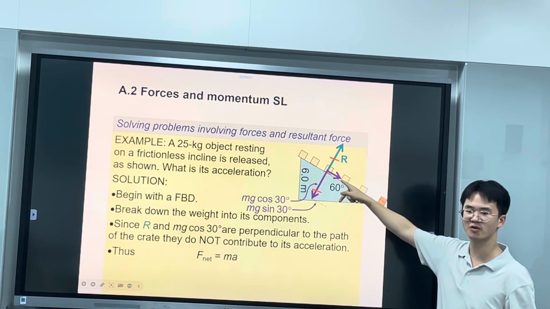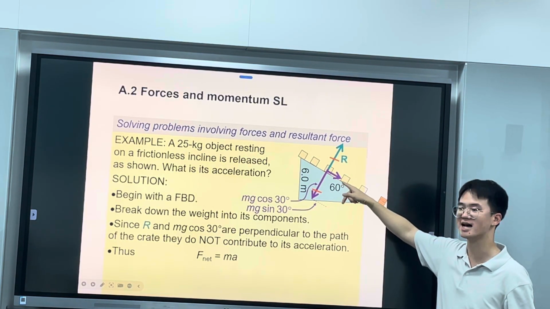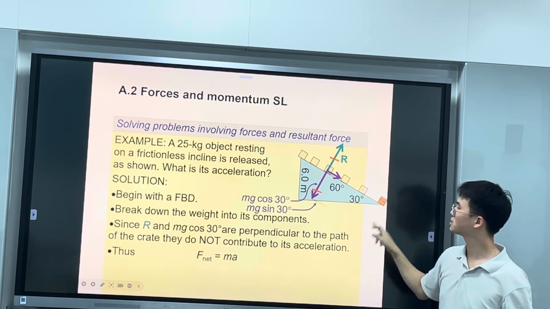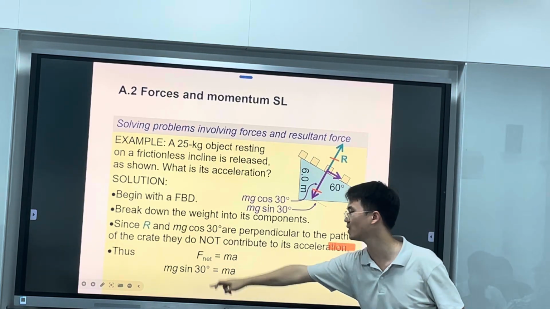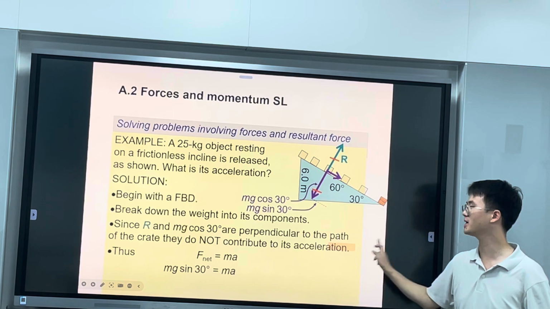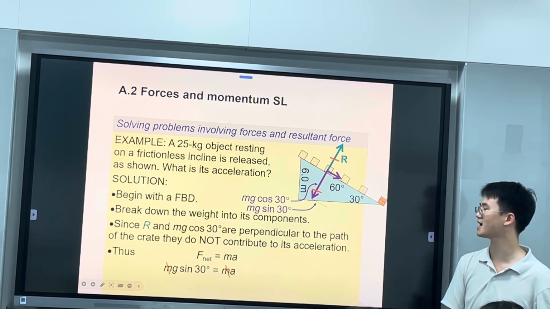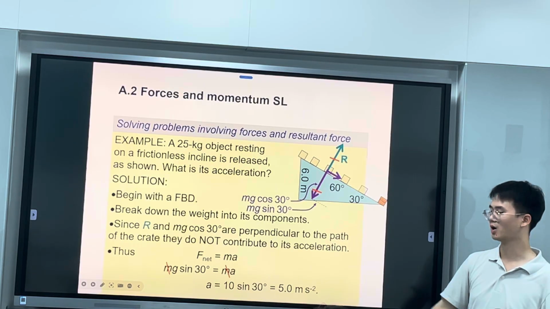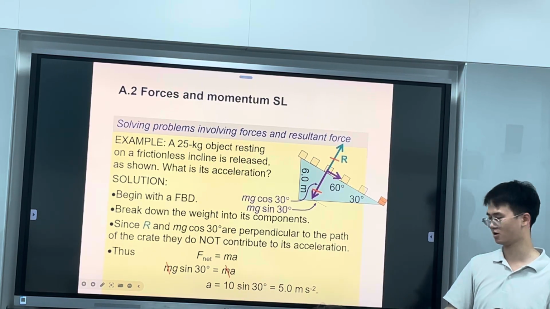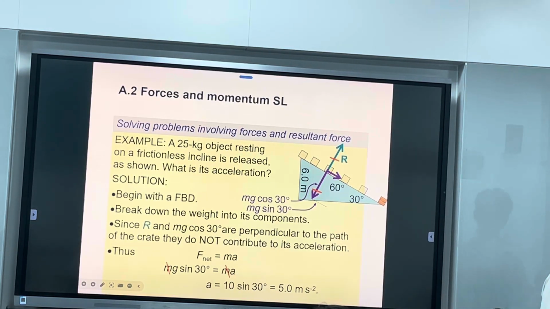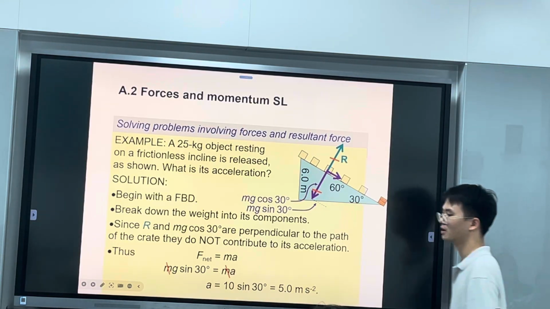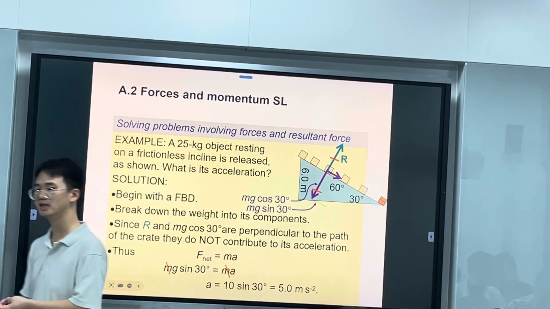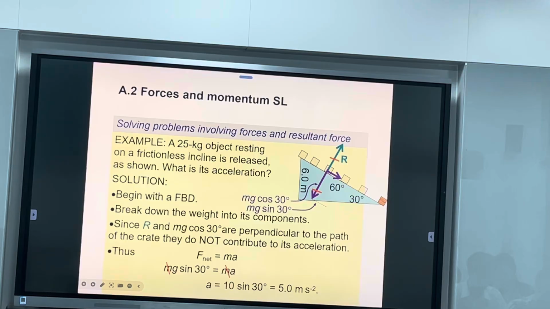So this is the normal force. Oh, wait. This is the net force. So net force actually equal to mg sine theta. M cancels out, so a equal to g sine theta. Theta is 30 degrees, so in this case, it uses 10, so acceleration is 5. We're good? Any questions?